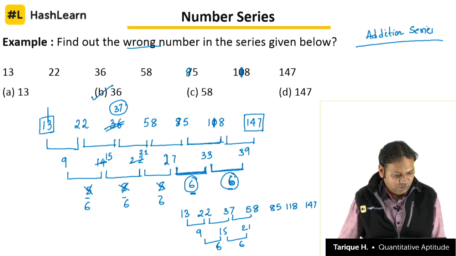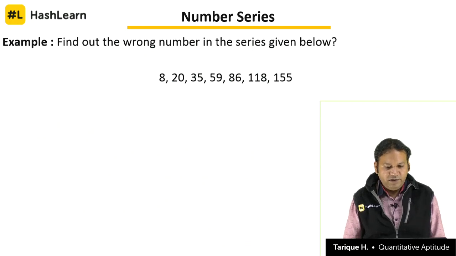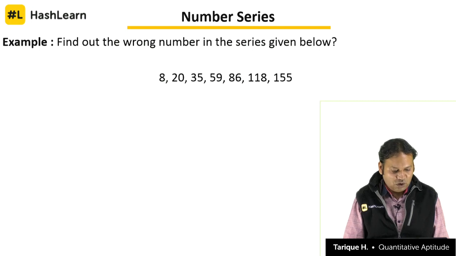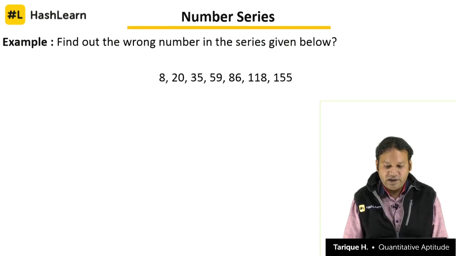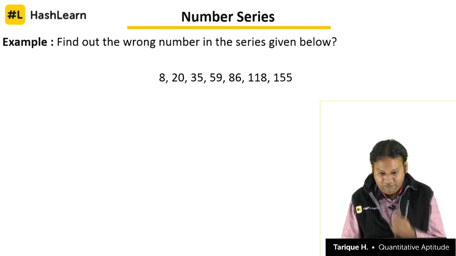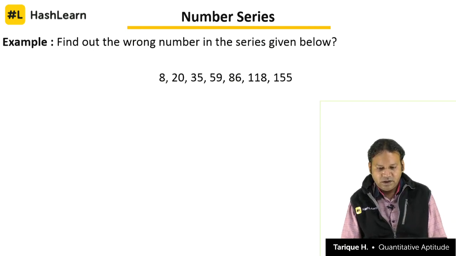Let's move on to the fourth question. Here we have the series given to us. We have to find out which number in the series is wrong. So we have 8, 20, 35, 59, 86, 118 and 155, correct.